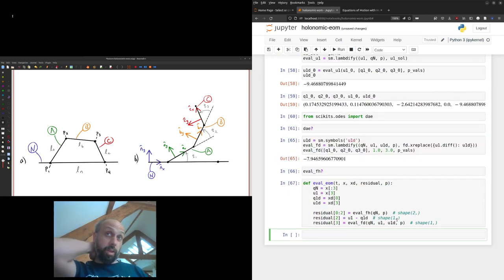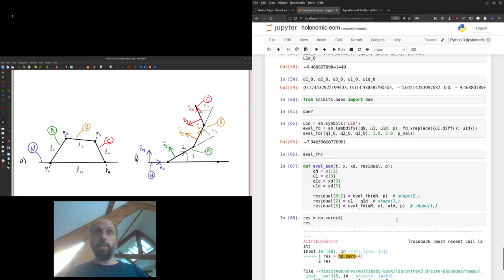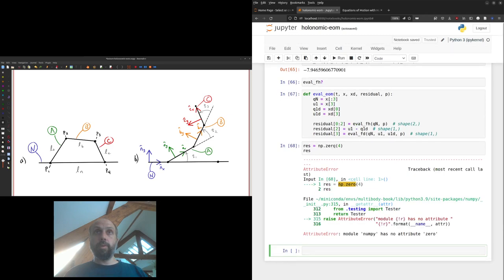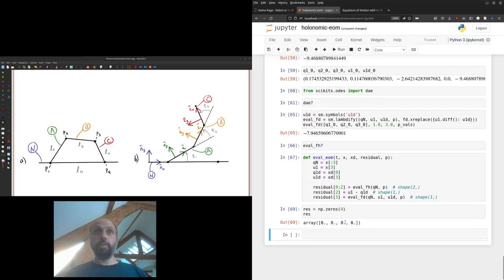The key thing to test this is we've got to create this vector to store the results in. So the results are of length 4. So I'm just going to make an empty array, or zeros of length 4. Zeros, right? So we're going to use this and then pass it into this eval eom function to populate it. And let's see if that works.